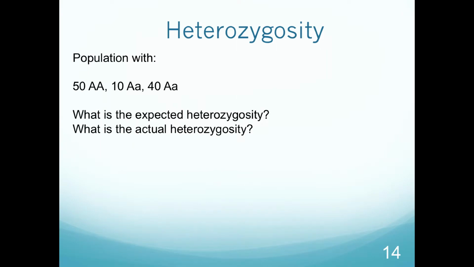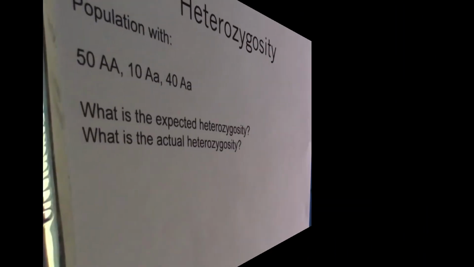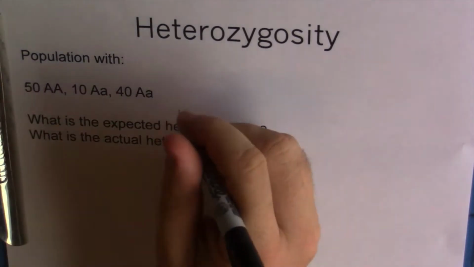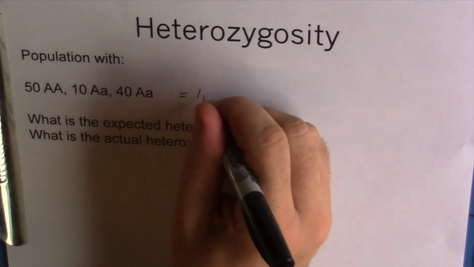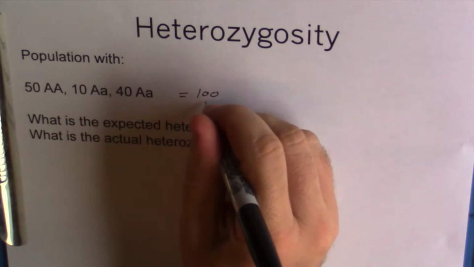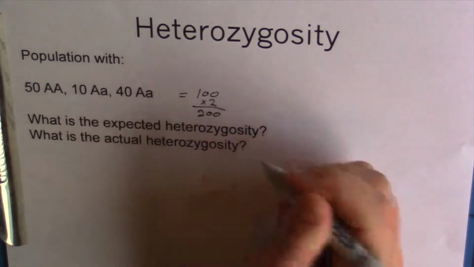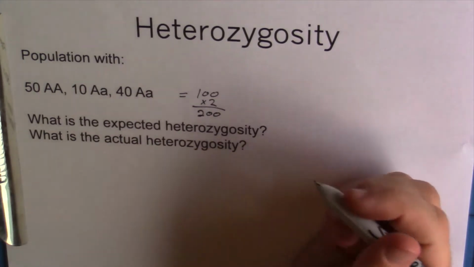So for a population with 50 big A big A, 10 big A little a, and 40 little a little a, what is the expected heterozygosity and what is the actual heterozygosity? Okay, so the first thing we do as always is figure out how many individuals we have in the population. In this case, that's easy. It's 100 individuals, and they each contribute 2 alleles to the population, so we have 200 alleles in the population.